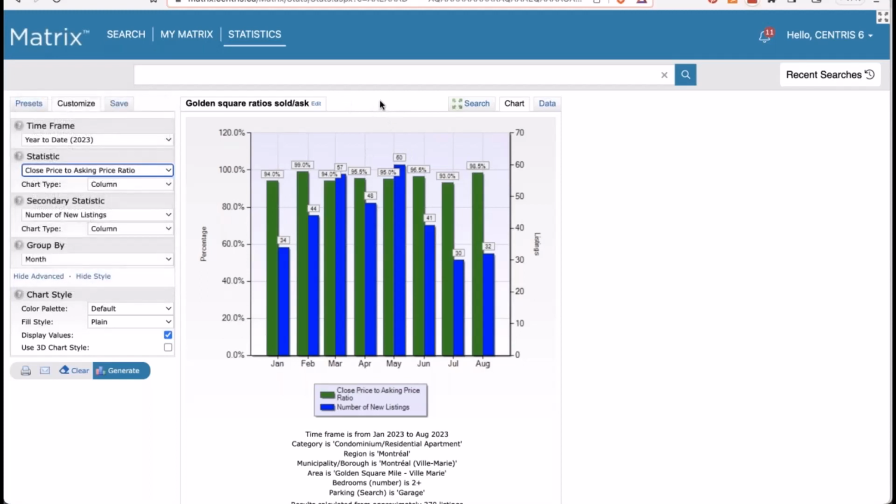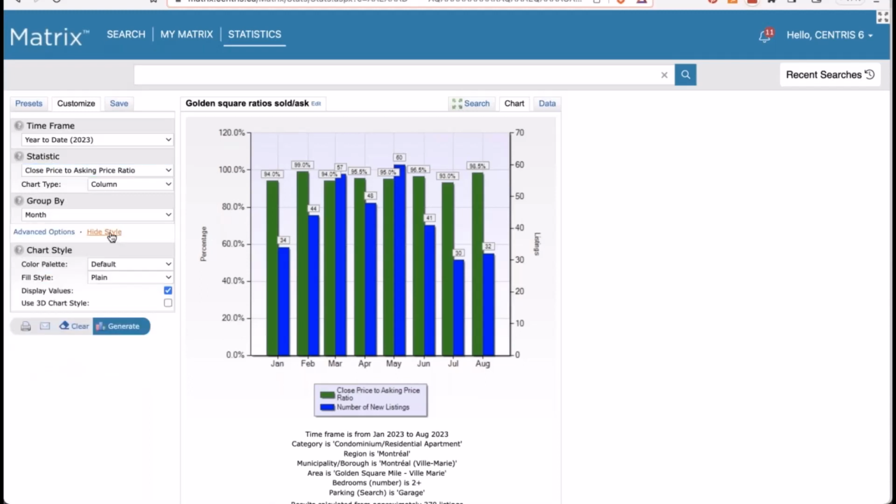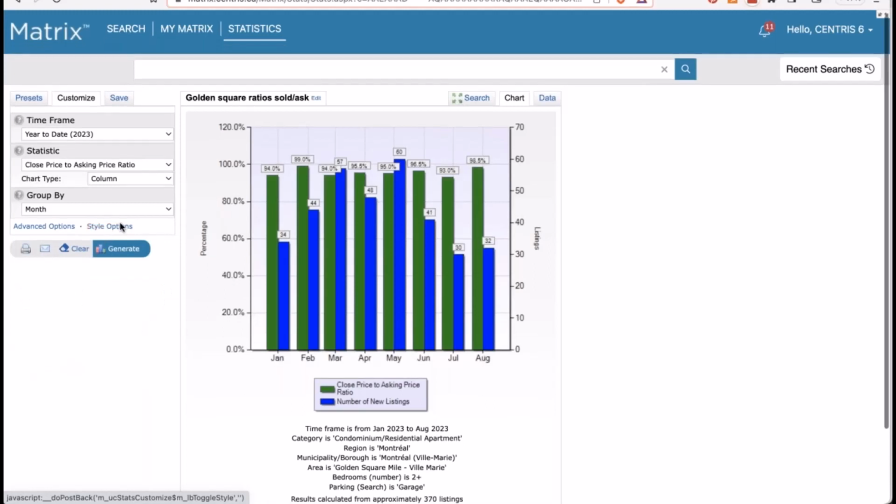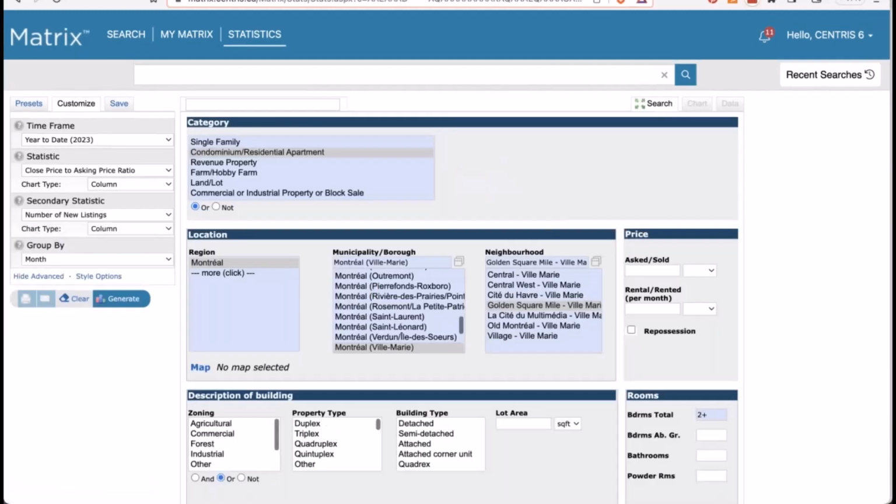So you have a lot of options here, and you can dig into all the different options here, in the advanced and in the style options that you need to open here. So go ahead and try things. That's the best way to learn.